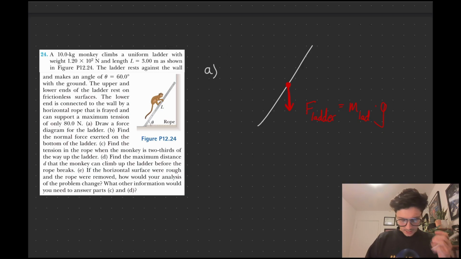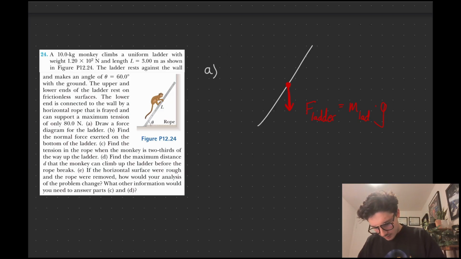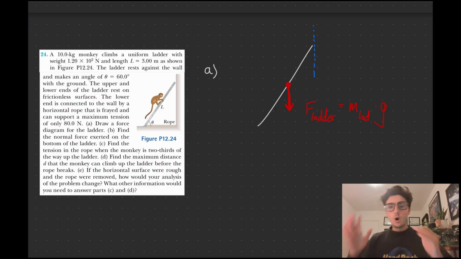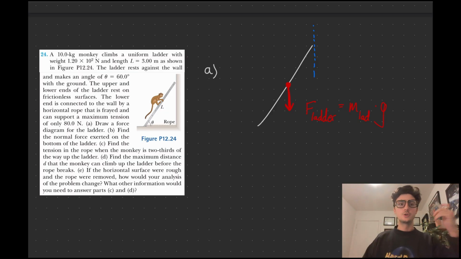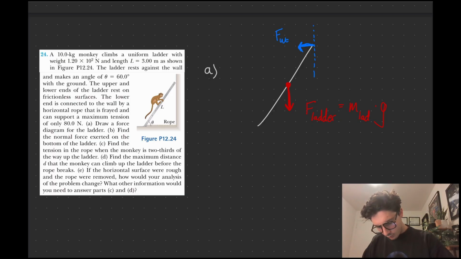Awesome. What else is happening? Well, there is another force. Right here is the wall, and the wall is pushing against the ladder, right? If you push against the wall, the wall is pushing against you. This is Newton's third law. Every action has an equal and opposite reaction. The ladder is pushing against the wall, so the wall is pushing against the ladder. I'm going to call this F wall. We don't really know what this is, do we? We don't. And on the bottom side, we have the rope. The rope is pulling the ladder, right? So I'm going to call this F rope.